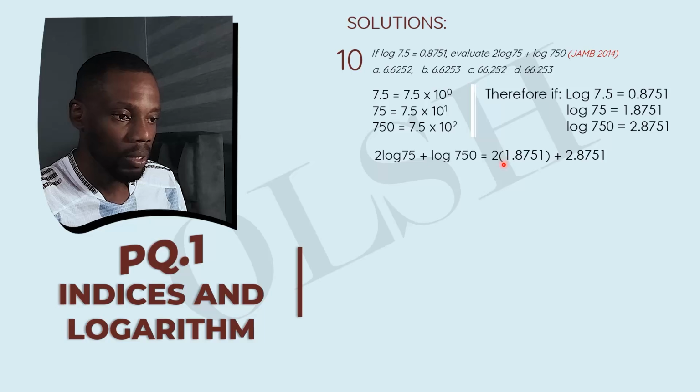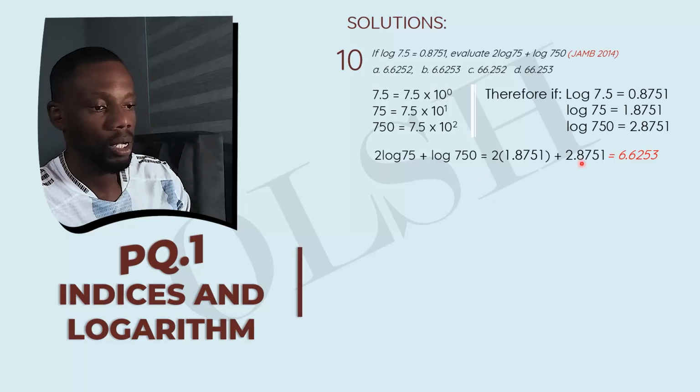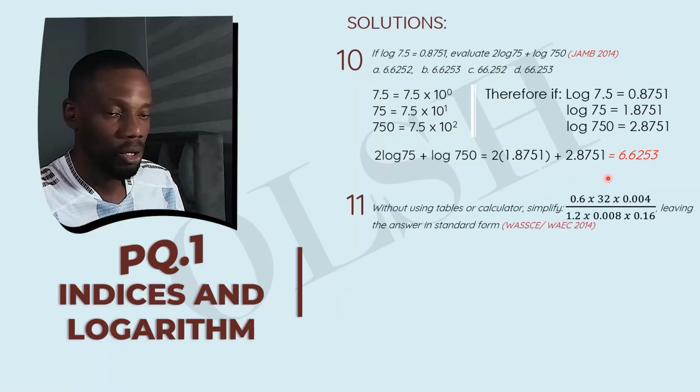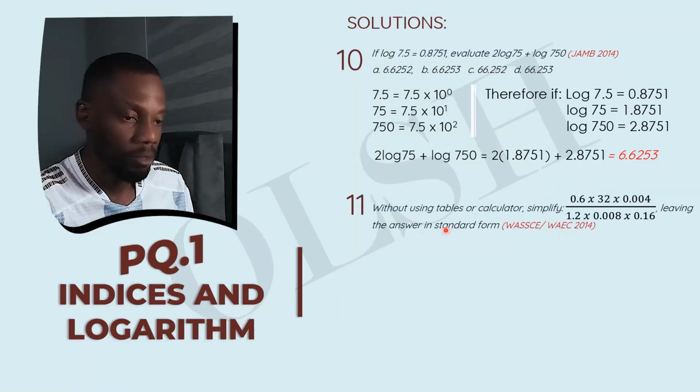Then we add our characteristic to it, which is 1 for 75 and 2 for 750. So we multiply log 75 by 2, which is what we're doing here, and add it to log 750, and we're going to get our answer 6.6253. So we'll go to number 11.